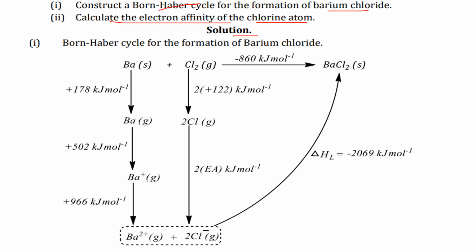First of all, we write a well-balanced equation. That's the first step. A well-balanced equation together with the standard enthalpy of formation of barium chloride on top of the arrow, which was given as negative 860 kilojoules per mole. After that, we ensure that all the elements are present in their standard states, or their normal states. Barium, its normal state is solid. Chlorine, its normal state is gas. And barium chloride, its normal state is solid.